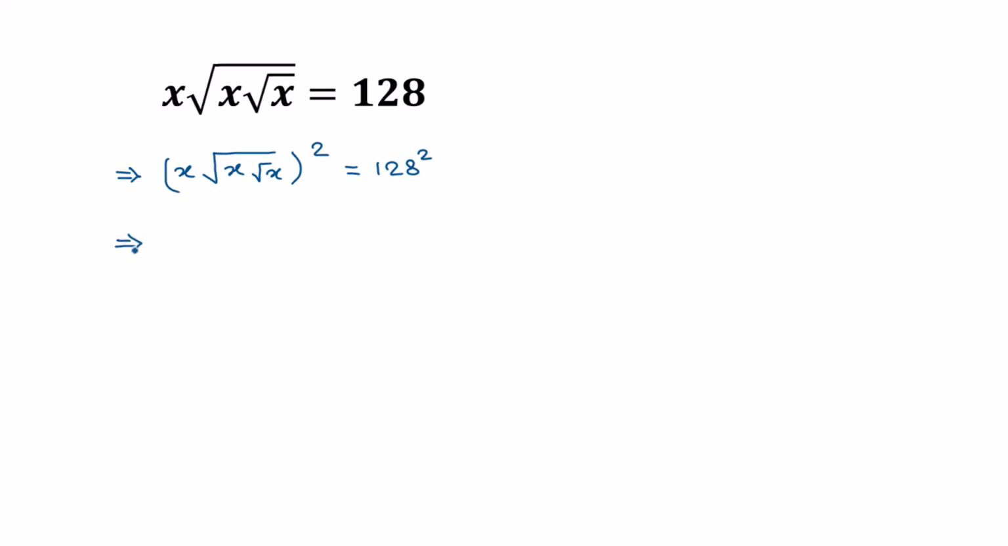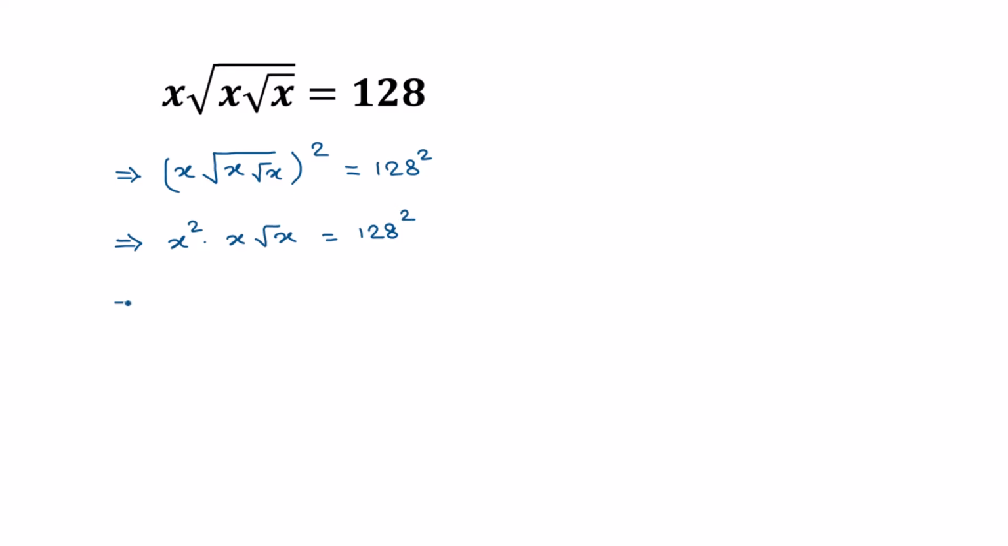Or, this x to the power 2, so this will be x square times this square root, and this square will cancel out, and it will remain x times square root of x. So x times square root of x is equal to the right side, 128 square.